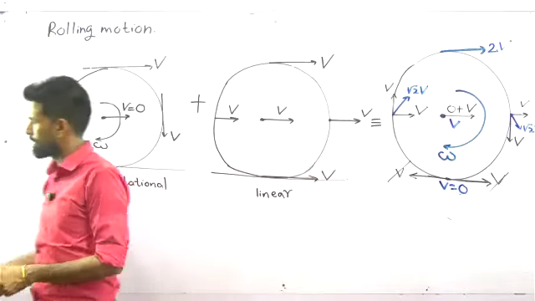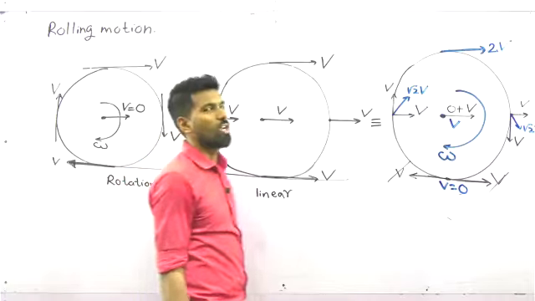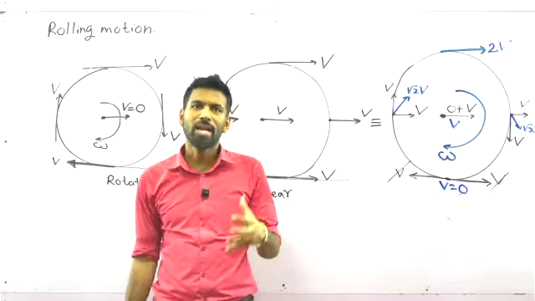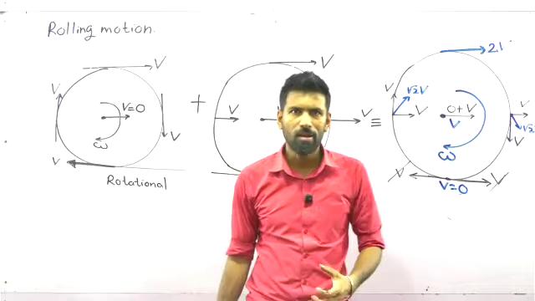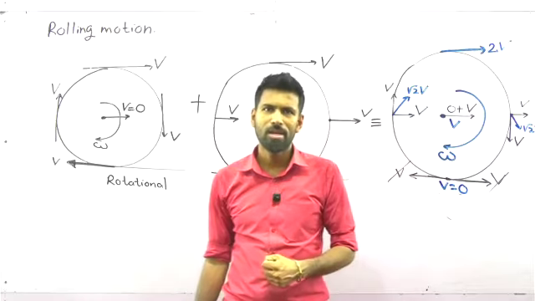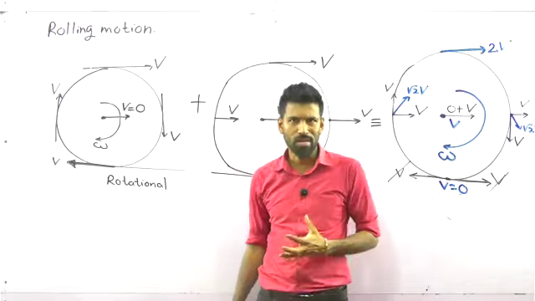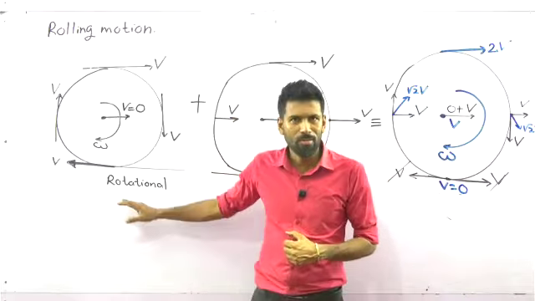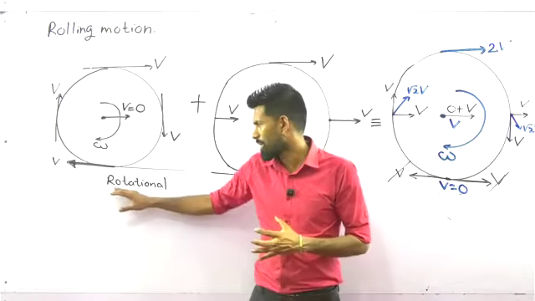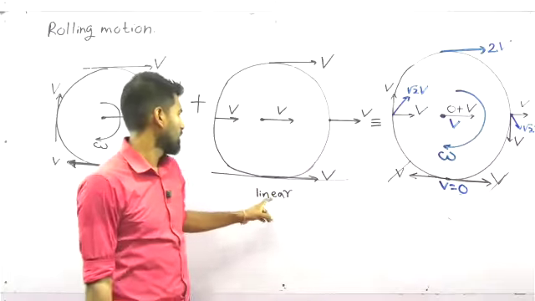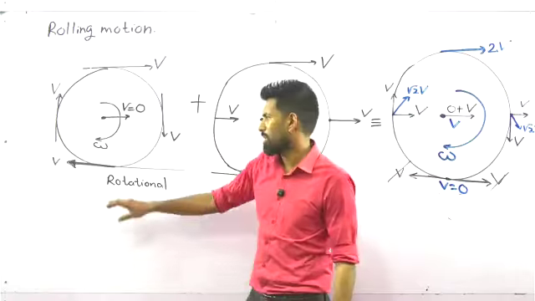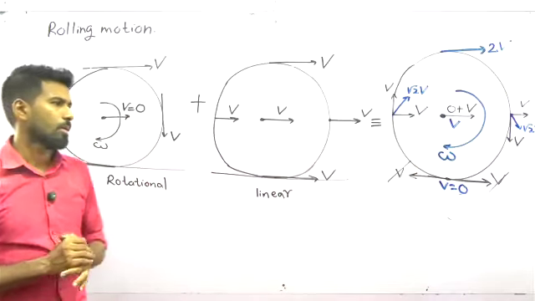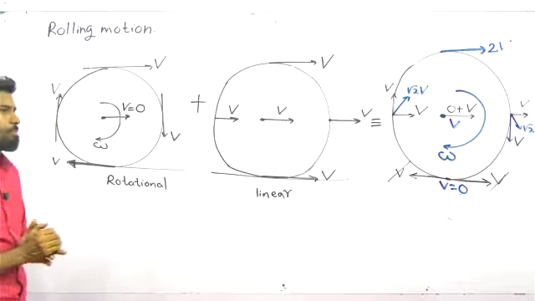Okay. Write down the sentence. The velocity profile of a rolling is the vector addition of the rotational motion part and the linear motion part. Okay, you can complete the picture.